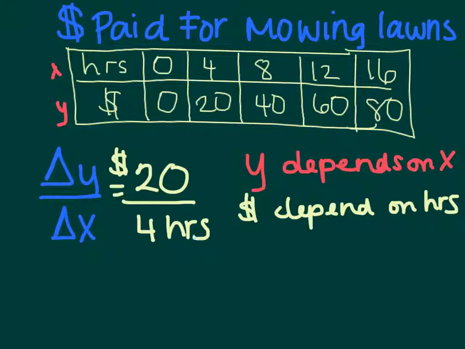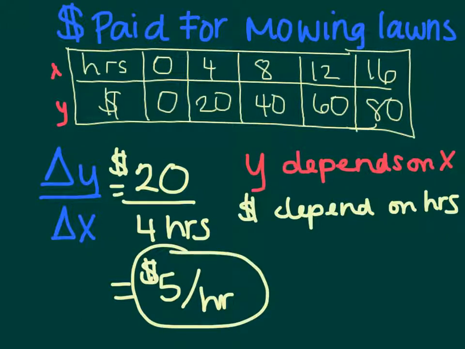Notice that I'm keeping those units, dollars and hours, as part of my answer. Now I'm also going to make it into a unit rate, so I'm going to divide top and bottom by 4, and I'm going to get $5 per hour. So the rate of change in this problem is $5 per hour. Always change your answer to a unit rate, meaning you need to have a denominator of 1. Always include those units as part of your answer.